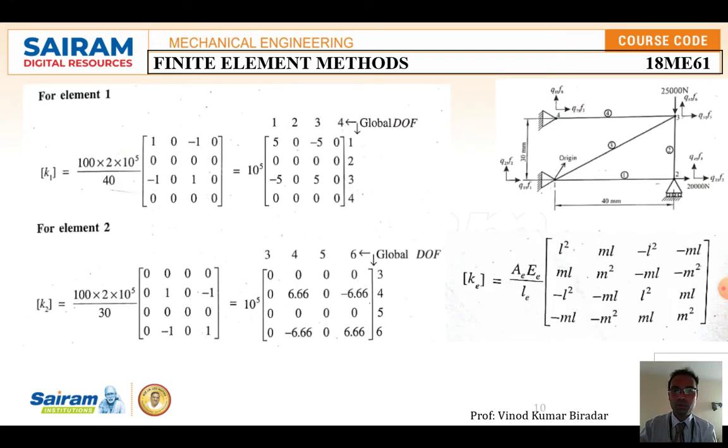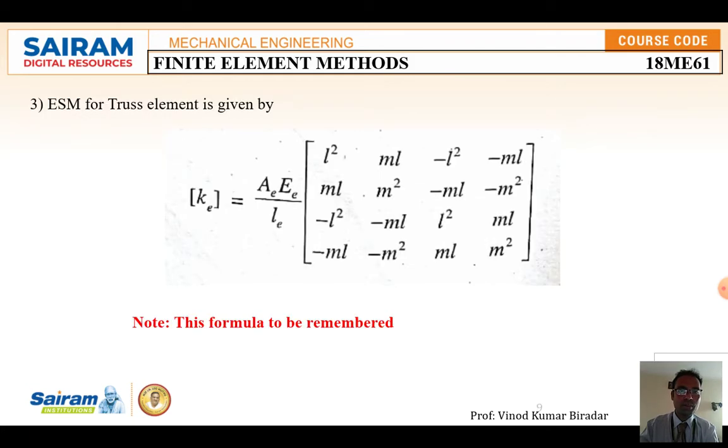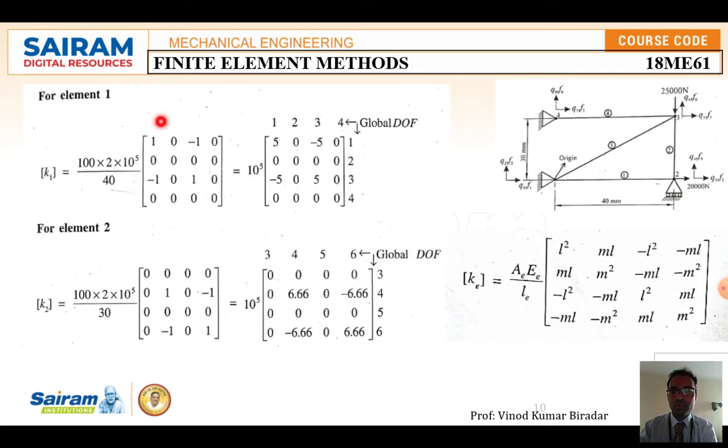Since the given problem has 4 elements, you need to calculate 4 stiffness matrices. Here K1 is equal to AE by L, so substitute the A value, Young's modulus value, and the length L value. For L and M, for the first element L is 1 and M is 0, that is 1 comma 0. So L square is 1 square, which is 1, and here the M value is 0, so 0 into M is 0. Like that you have to substitute all the values related to 1 comma 0 for the first element.